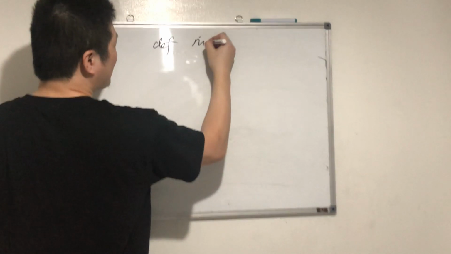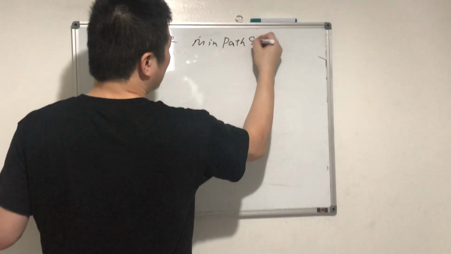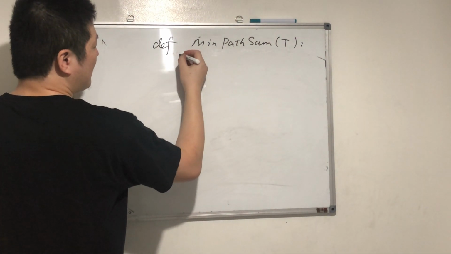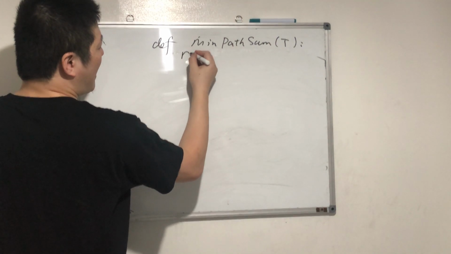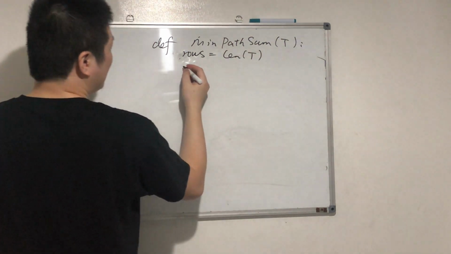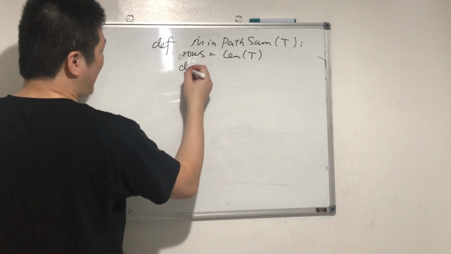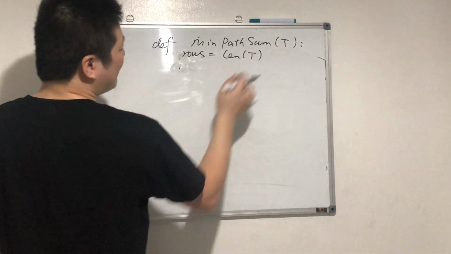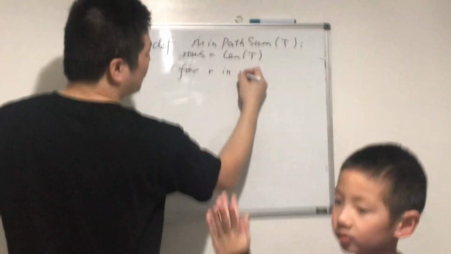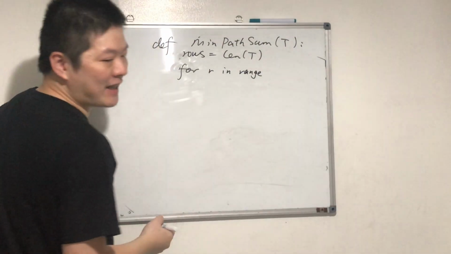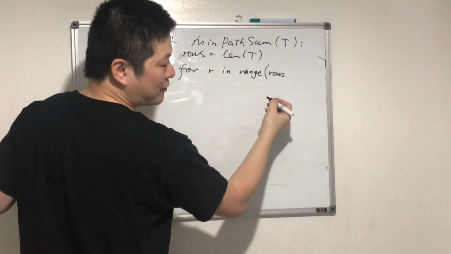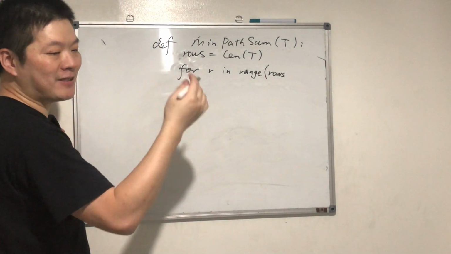Let's define min path sum, bottom up. Okay, so look, let's say rows equals length of T. We can update the value in the triangle. So let's do for row in range, and we want to start with the second to last row, right? The last row is rows minus 1. The second to last row is rows what?